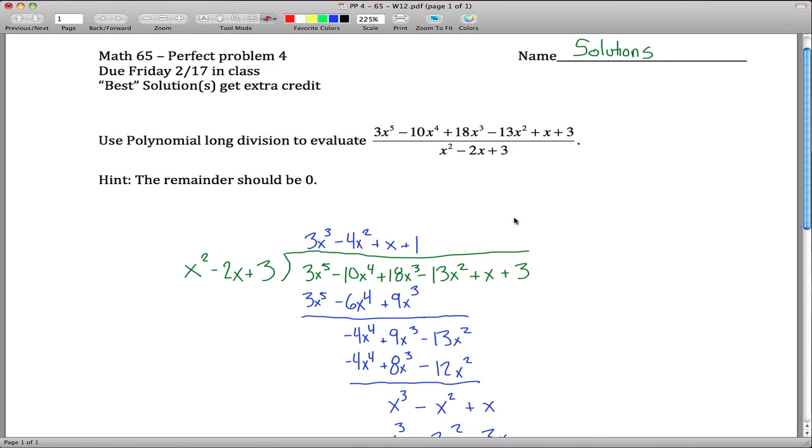Probably okay to just leave it like that. Yeah, I'll just leave it like that. So that's the end of the perfect problem.